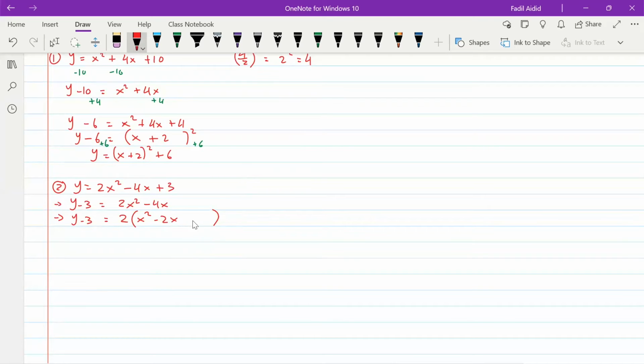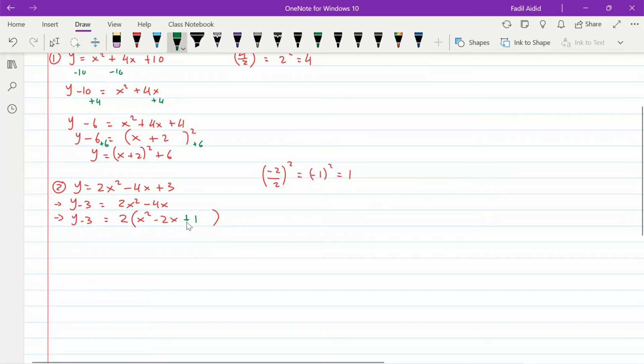So we need to add a quantity on this side and the left side. So that quantity is the same, which is half of the coefficient of the x term. So the coefficient of the x term is minus 2. So minus 2 divided by 2, you square this. It's going to be minus 1 squared. It's 1. So you add 1 here.